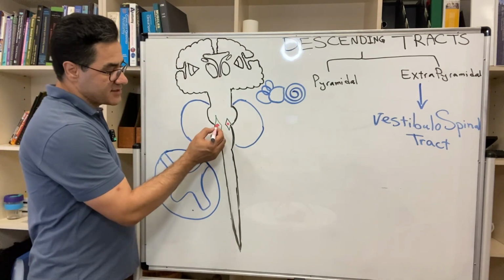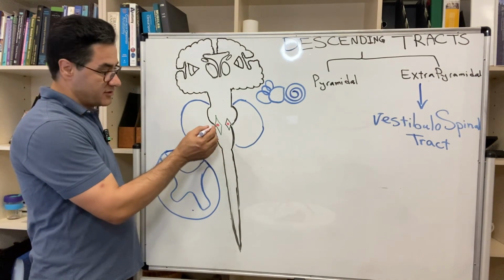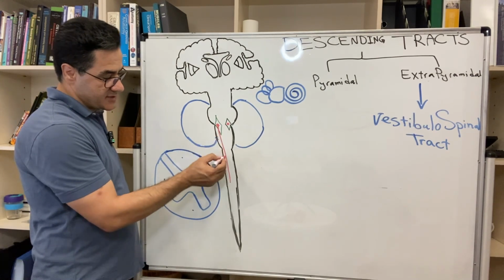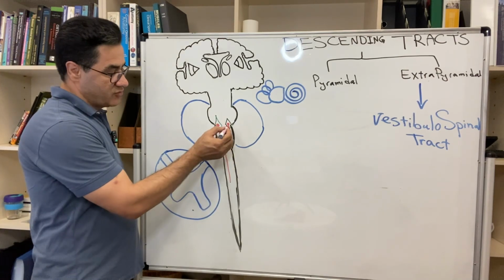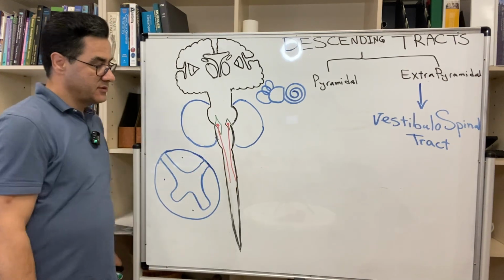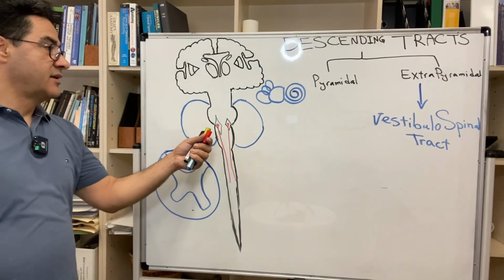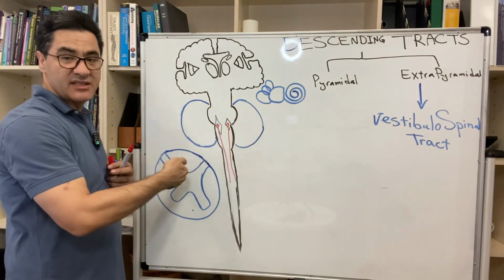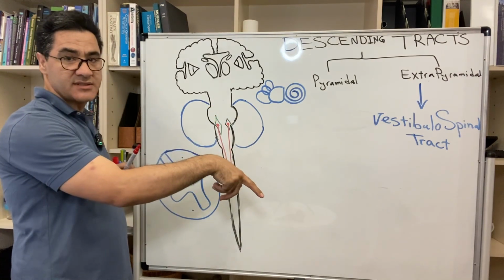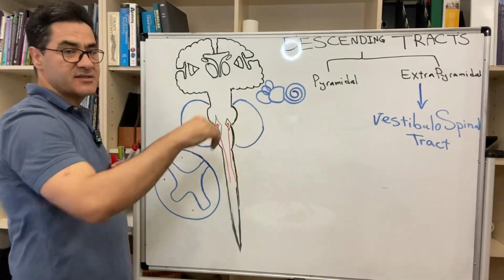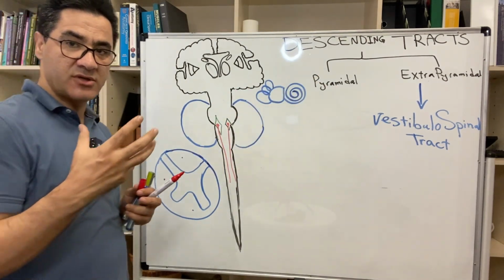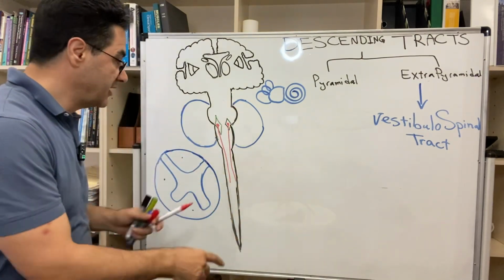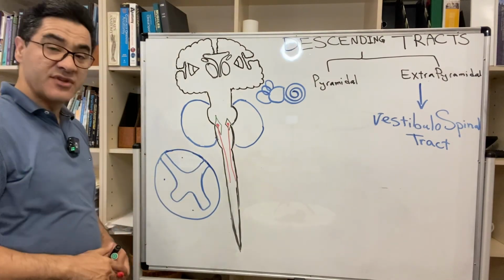And then the axon exits the vestibular nucleus and runs all the way down through the medulla and then into the spinal cord. So the key point is that there is no decussation. It does not cross the midline. For the pyramidal and extrapyramidal tracts that I showed you in my previous videos, the corticospinal and rubrospinal, they cross the midline. So it's called decussation. There is no decussation for the vestibulospinal tract.